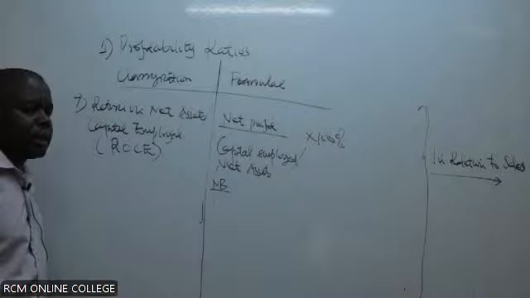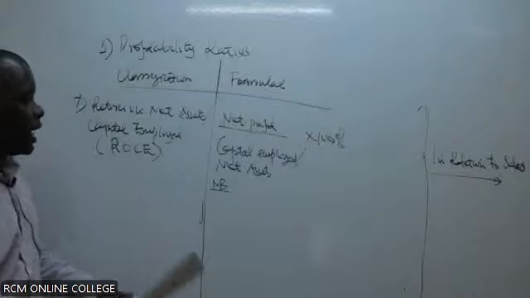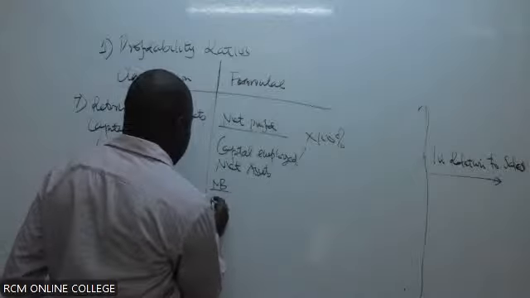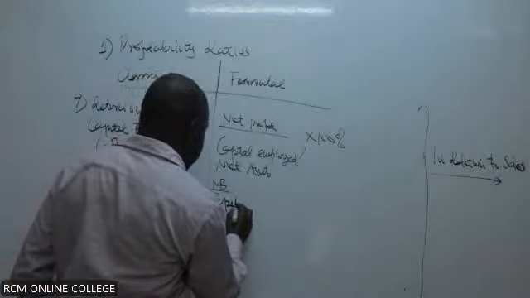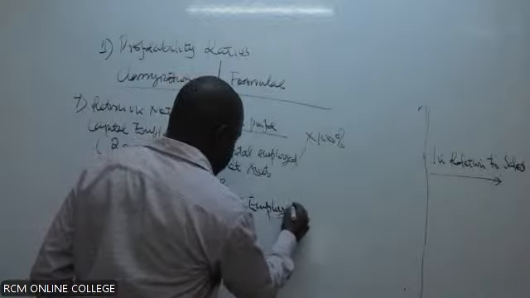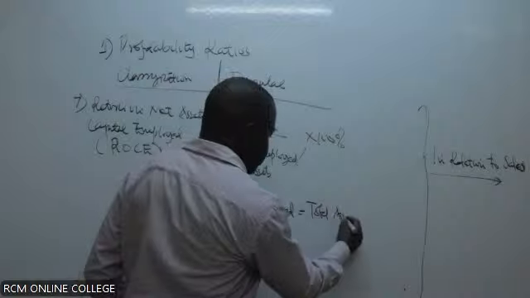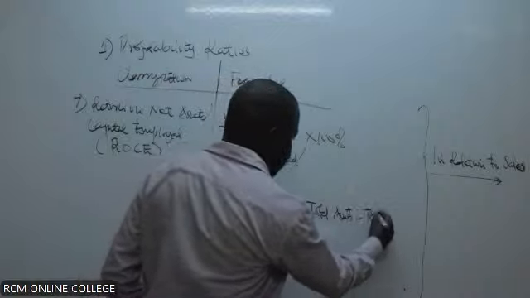Elkana says total net assets minus current liabilities. So you take the total assets. Capital employed is equal to the total assets minus total liabilities.